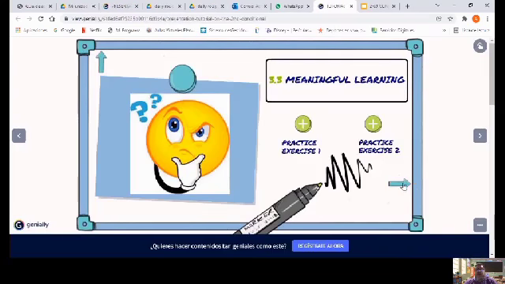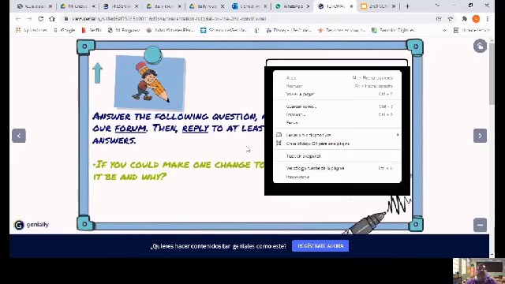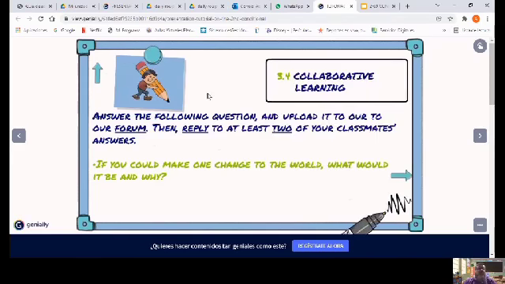Okay. Now, the 4th part of this development is the collaborative learning. So these are the instructions for this exercise. Answer the following question and upload it to our forum. Then reply to at least 2 of your classmates' answers, right? If you could make one change to the world, what would it be and why? Como ustedes pueden ver, vamos a trabajar en el foro. Hay una pregunta, ustedes la responden en el foro y adicionalmente responden a 2 más de sus compañeros, les responden a las preguntas que ellos han hecho en el foro. ¿Ok? Let us continue.